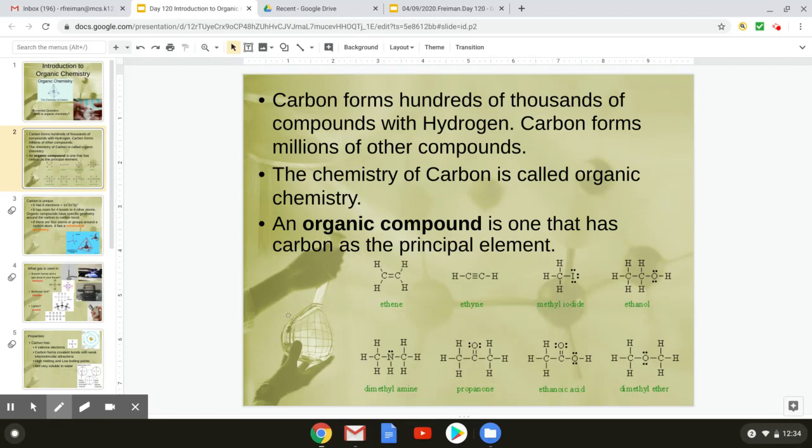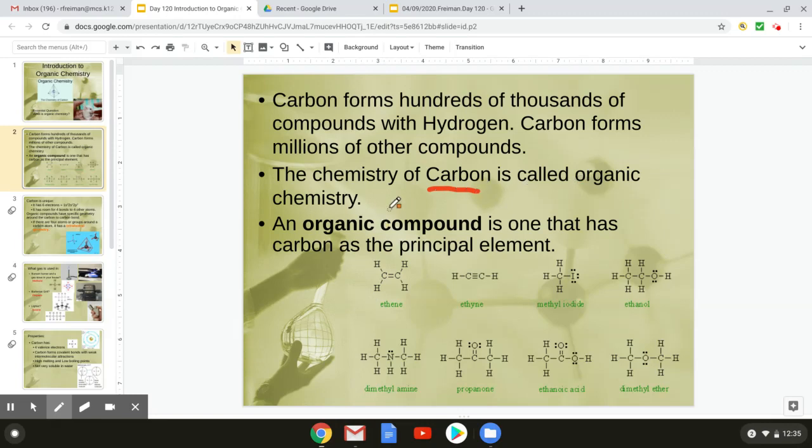It's able to form hundreds of thousands of compounds with hydrogen. When carbon bonds with hydrogen, we call these things a hydrocarbon. And then when you add other groups to them called functional groups or alkyl groups, then you can have literally millions of combinations of carbon-based compounds. We are carbon-based life forms. Everything on Earth is. And it's the study of carbon, which is what organic chemistry is.